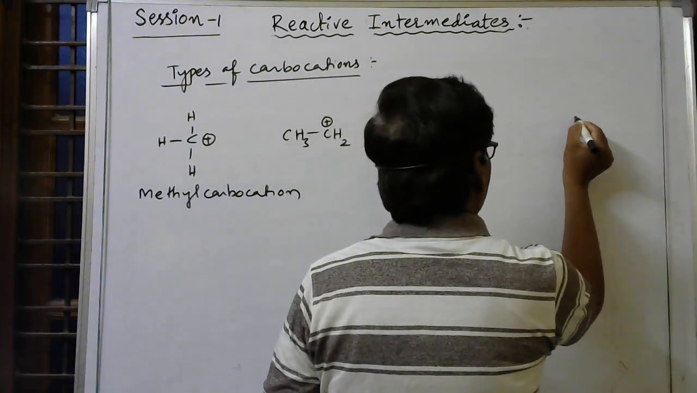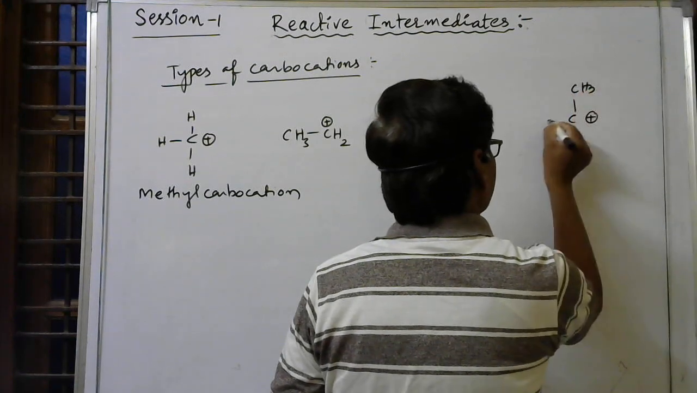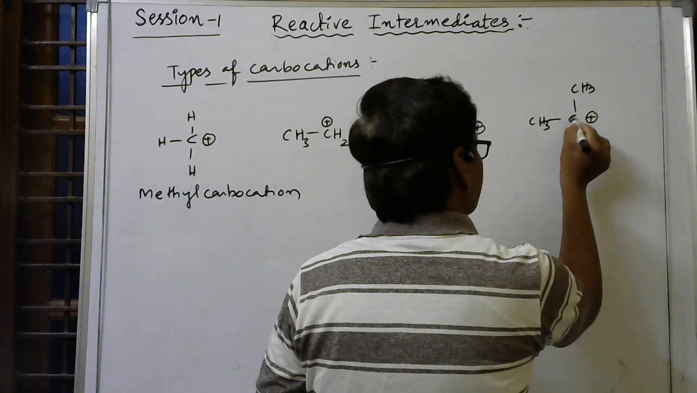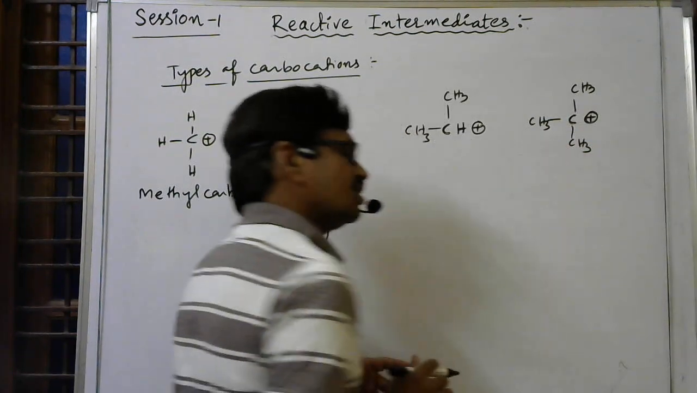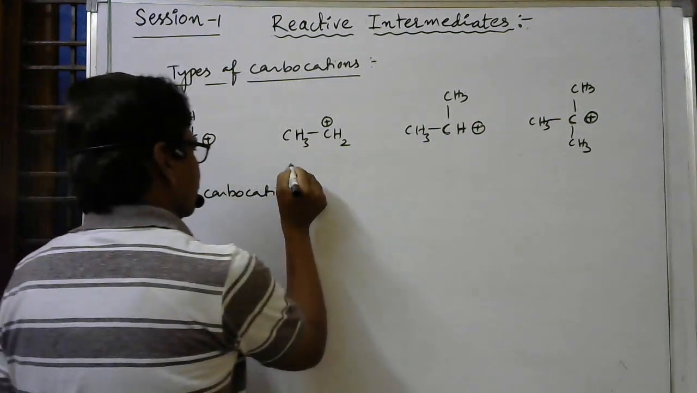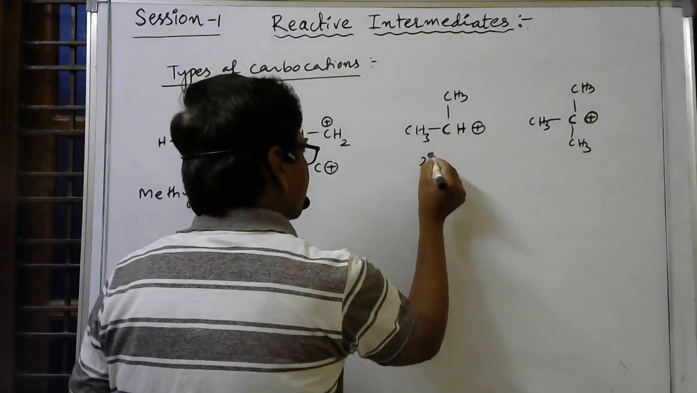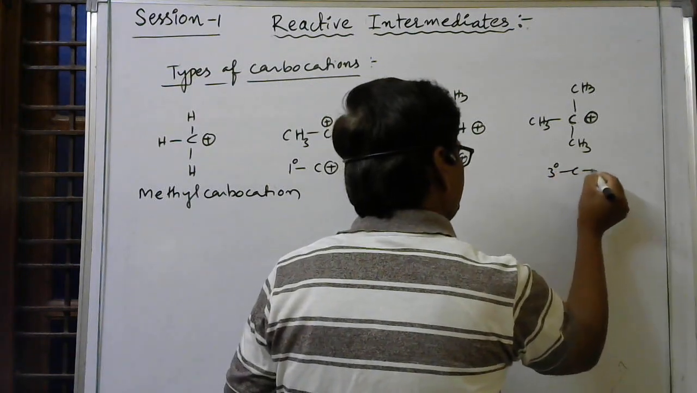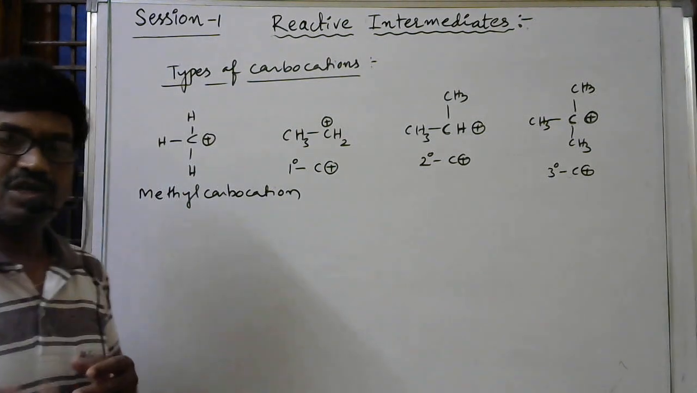Then this carbon here having positive charge, around this CH3, here CH3, here CH3. This carbon which is having positive charge is attached to three other carbon atoms, so this is tertiary. This is methyl carbocation. This is primary carbocation. This is secondary carbocation. C plus I am writing. This is tertiary carbocation. So these are the different carbocations here. Along with them we have some more carbocations.